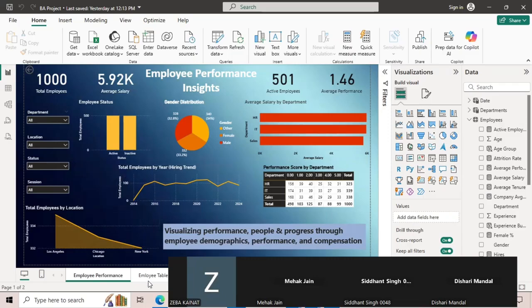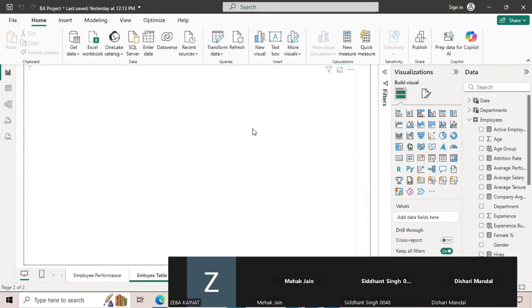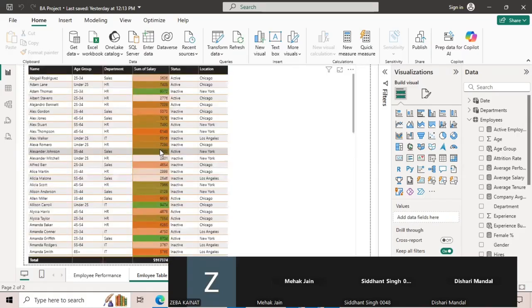And this is the employee data table, which I have created by taking out some of the important attributes and fields from the data set. I have also used conditional formatting on the salary column to identify the highest and lowest salary and the variation in that, considering green as high and red as the lowest.